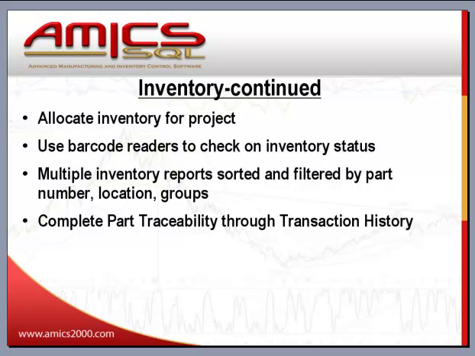One of the most important features of the AMICS SQL inventory software lies in its ability to track all inventory transaction history. The system records the complete history of every inventory transaction that happens in the system, whether done manually or automatically through another module. This maintains complete part traceability of inventory from start to finish.